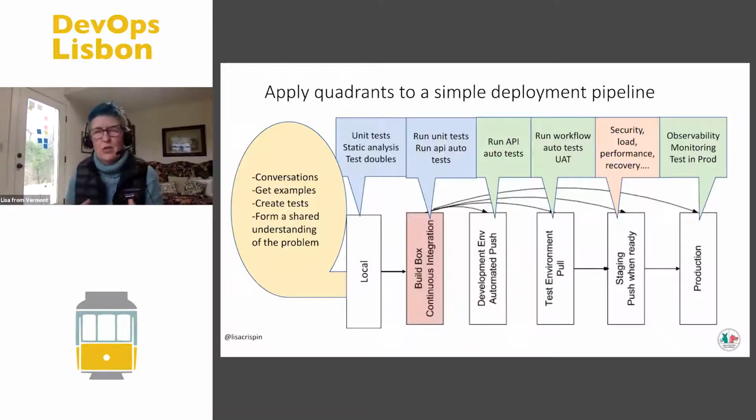So in this little visual, the colors match the quadrants. The yellow is the top left quadrant, business facing tests that guide development. The blue on the bottom left is the technology facing tests guiding development. The green are the business facing tests that critique the product at the top right. And the red are the technology facing tests that critique the product on the bottom right. This is a really simplified example, but you can see how thinking about which tests you need to run can be transferred to thinking about when they need to run and what environment you want to run them in.